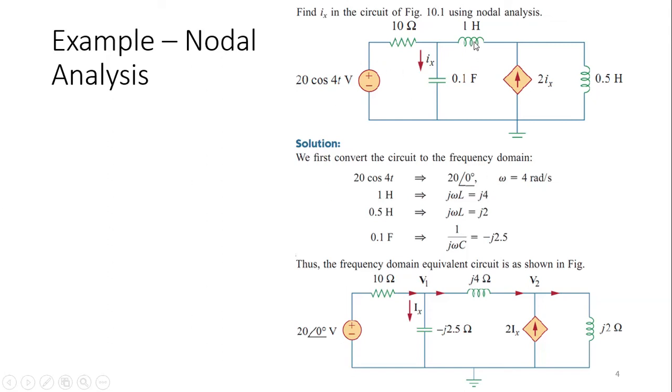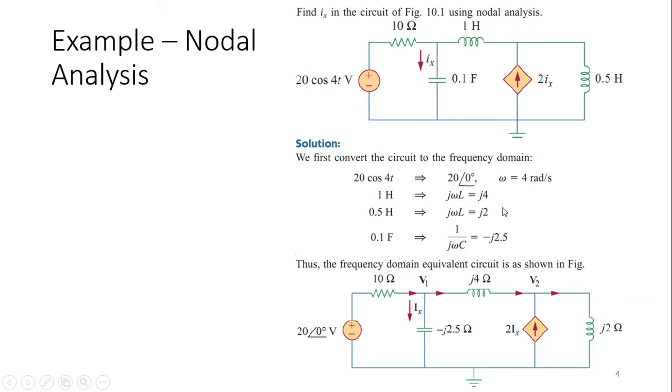Secondly, for this 1 Henry inductor, we already know that the impedance of the inductor, or most specifically the reactance of the inductor, is j times omega times L. So we have already seen that omega is 4 here. So its reactance would be j omega L, which is j times 4. For another inductor of 0.5 Henry, j omega L would be j times 2. And for the 0.1 farad capacitor, the reactance can be found using the relationship 1 upon j omega C, which will result in minus j 2.5.